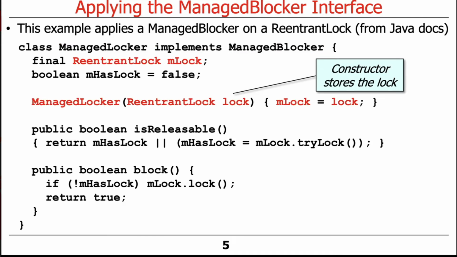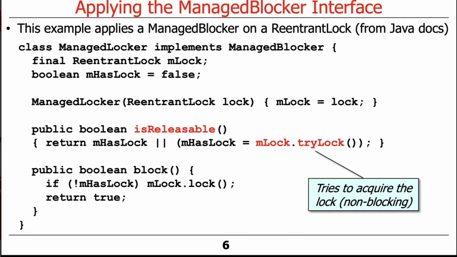So what we're going to do is have a lock, which in this case is a reentrant lock. And this is straight out of the documentation. I probably would be tempted to make this a lock, not a reentrant lock, and that gives us more flexibility as to how we could use this, but be that as it may, that's how it's done in the documentation, so I didn't want to change it. The constructor of ManagedBlocker stashes away the parameter in the mlock field.